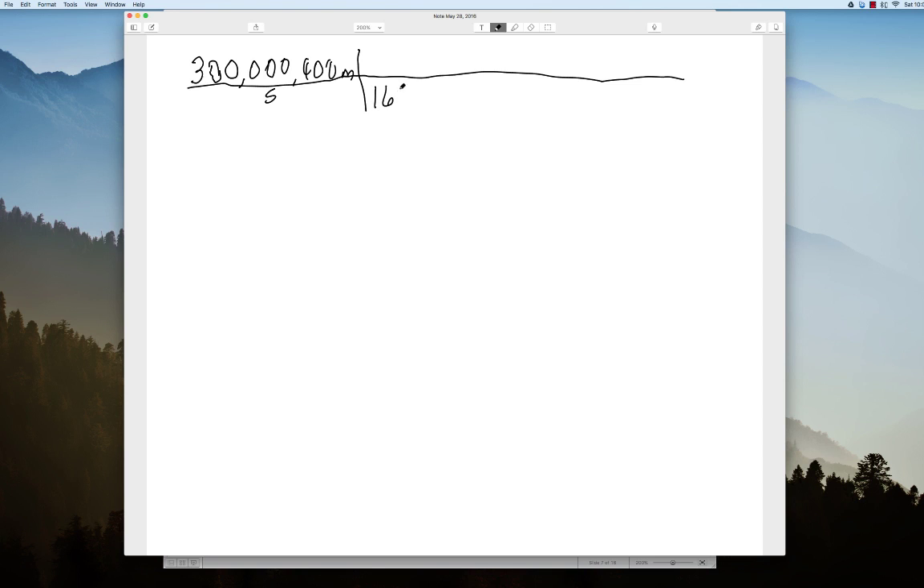Remember, there were 1,609.334 meters in 1 mile. Now, the reason I wrote it this way is you can then cancel these 2 meters out. And what I've done is convert this meters to miles per second. Okay? And then after that, what we have to do is convert seconds to years.